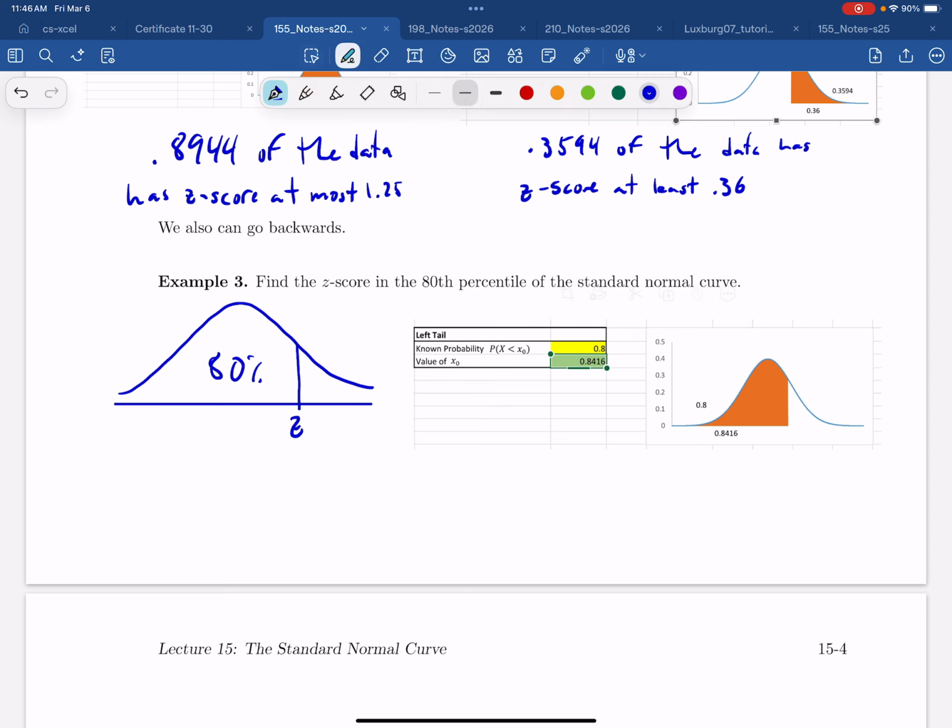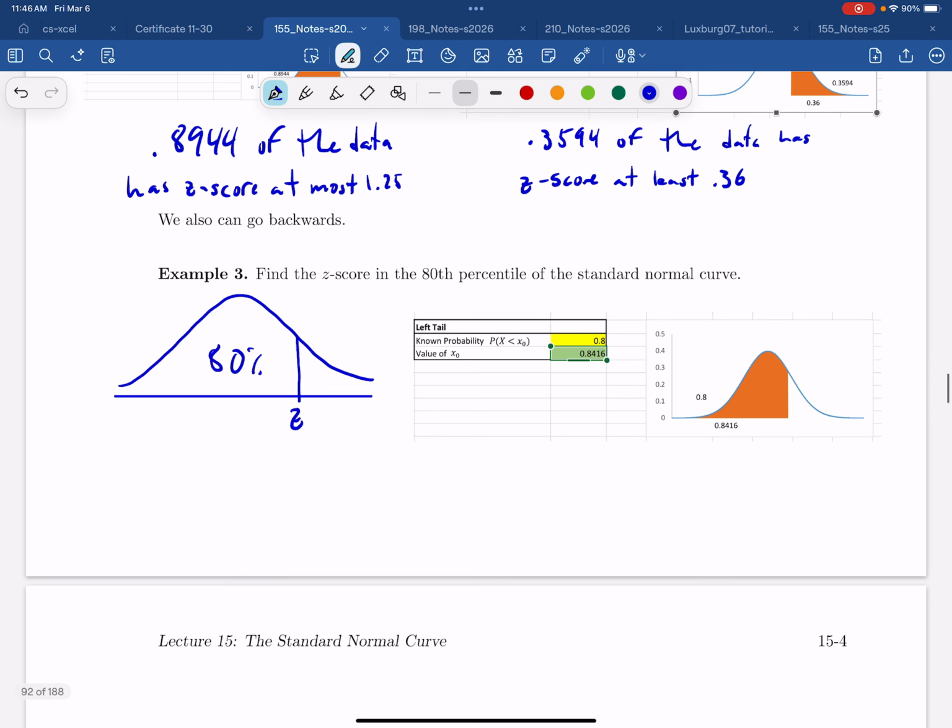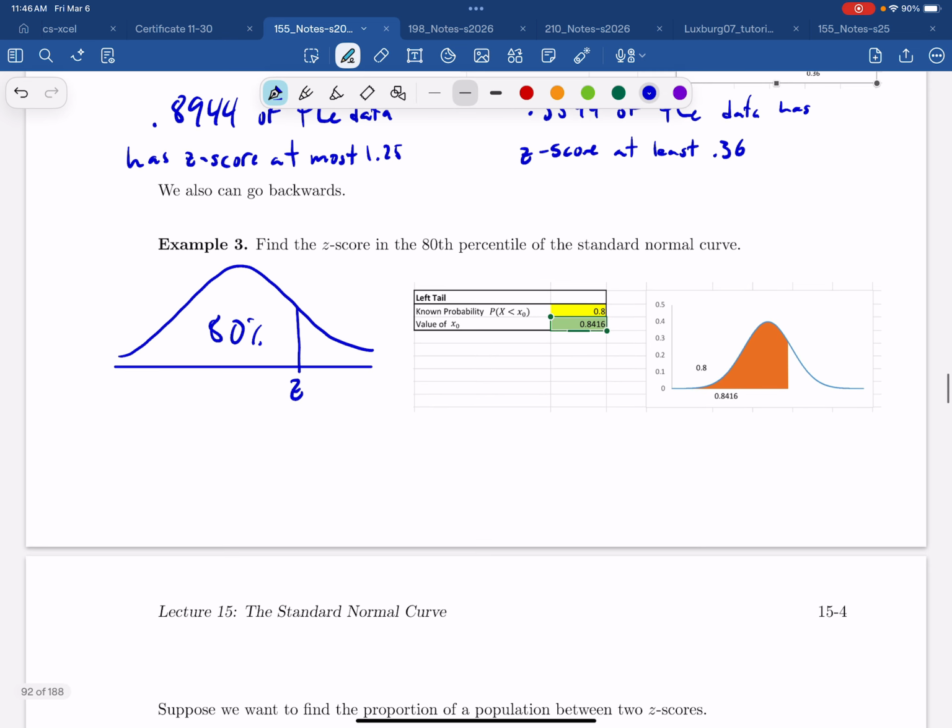So we could say z equals 0.8416 is the 80th percentile of the standard normal curve.